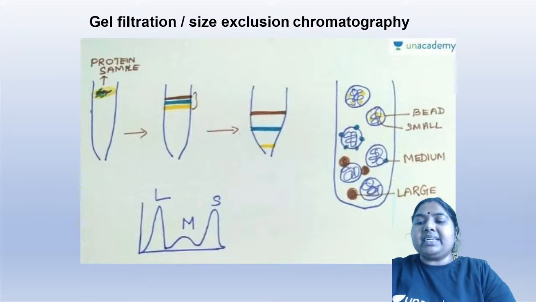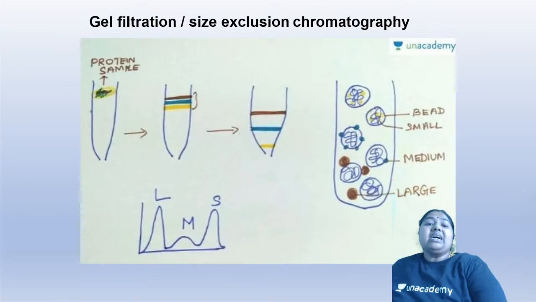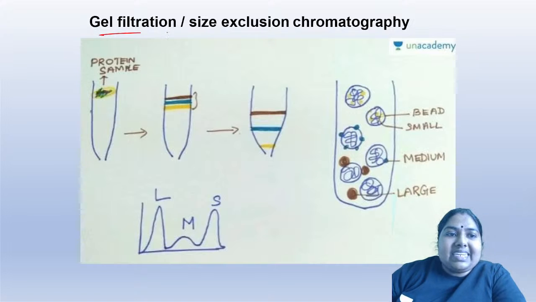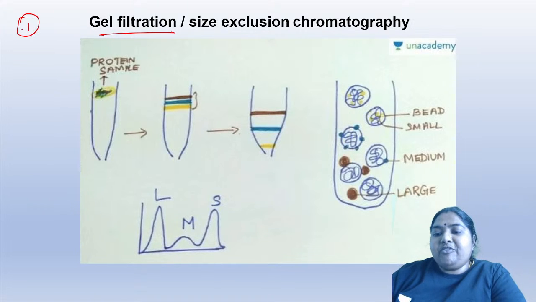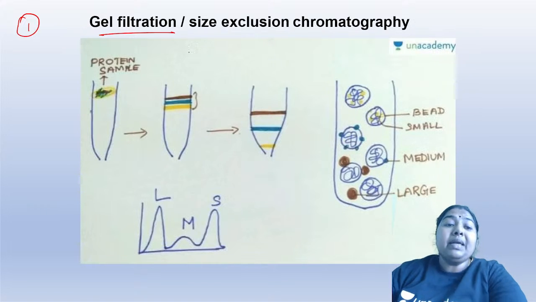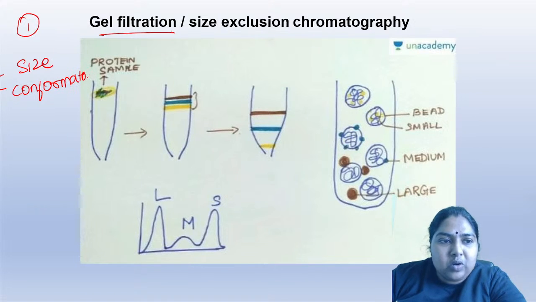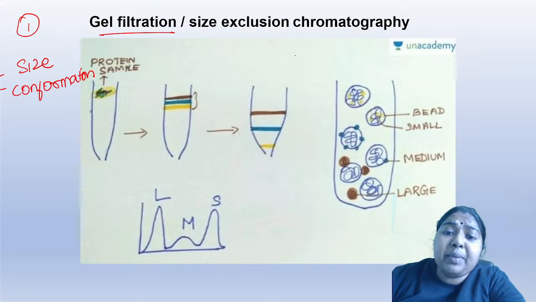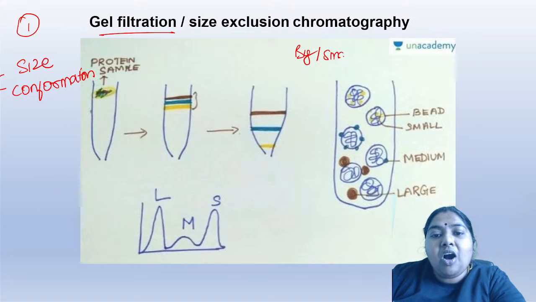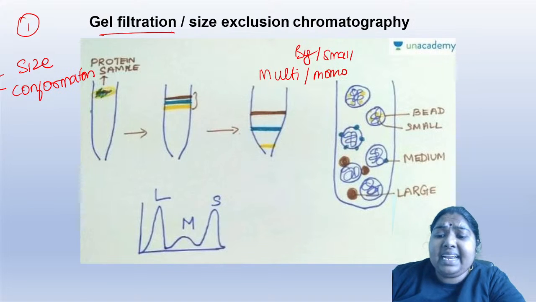Right, so the first one that we are going to see today is chromatography, gel filtration chromatography. So what is this gel filtration chromatography meant for? This gel filtration is going to separate based upon the size, based upon the conformation. Usually what sort of questions do come from this? For example, I am having a big protein, I am having a smaller protein, or I am having a multimer and a monomer, and then I am having a dimer, something like that.